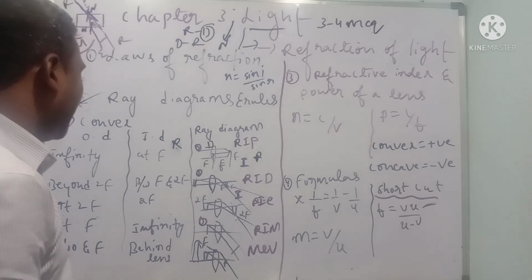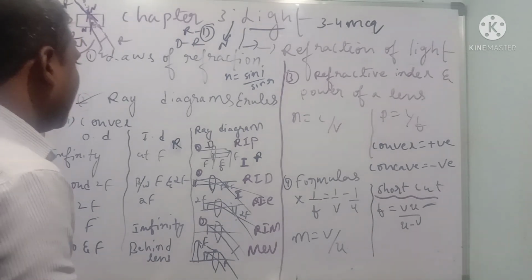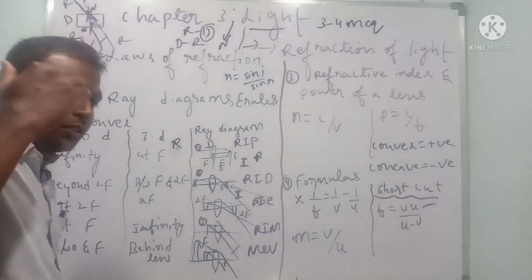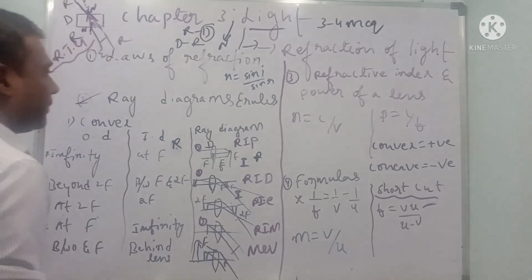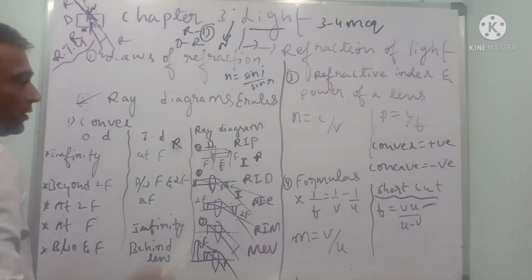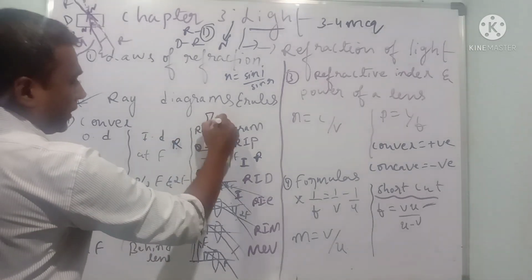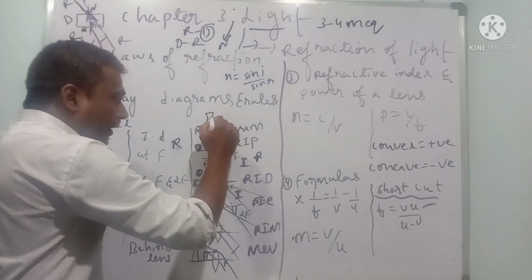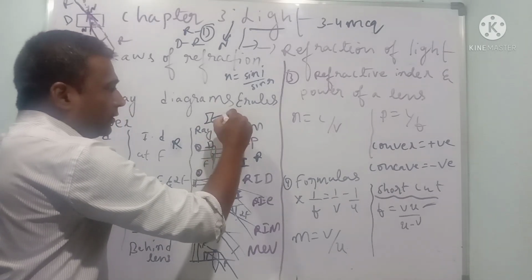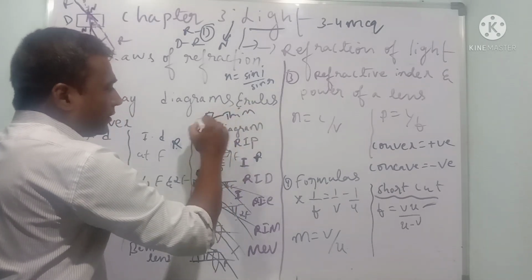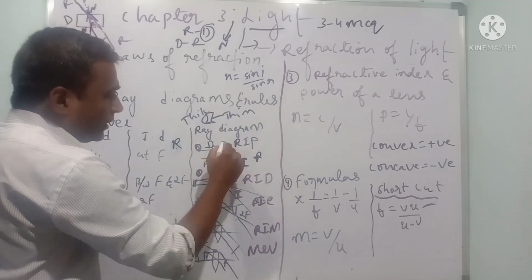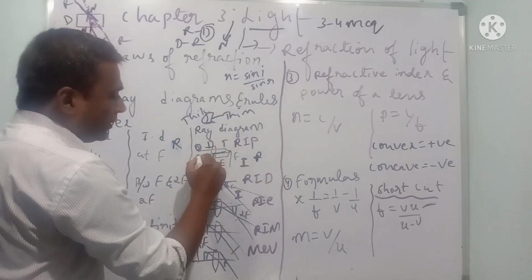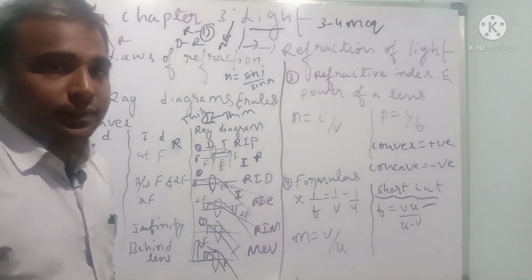Next, ray diagrams and rules. Children, we have three important rules here. Ray diagrams indicate how the path of light will move. Now very simple: this is a convex lens and this is a concave lens. If the lens is thin in the middle and thick at the edges, that is concave. Reverse, thick in the middle and thin at the edges, that is a convex lens.